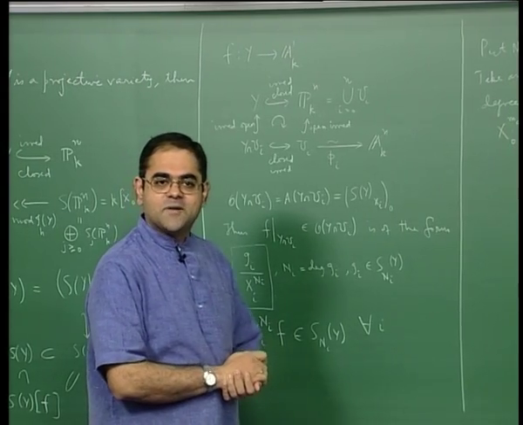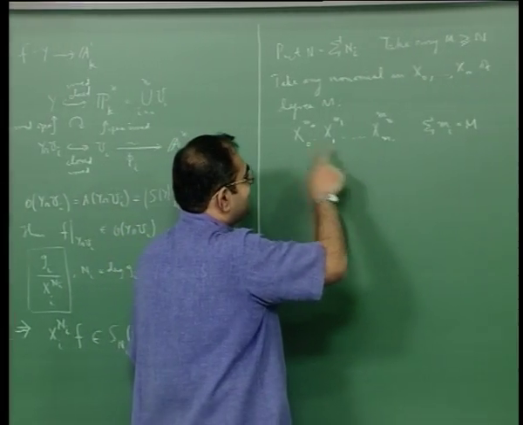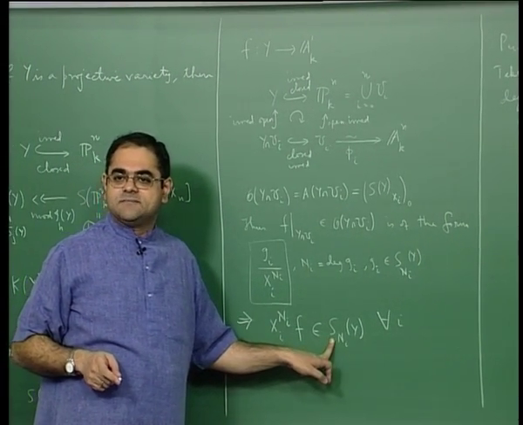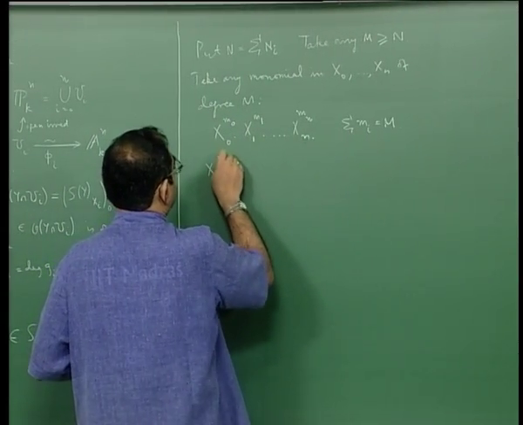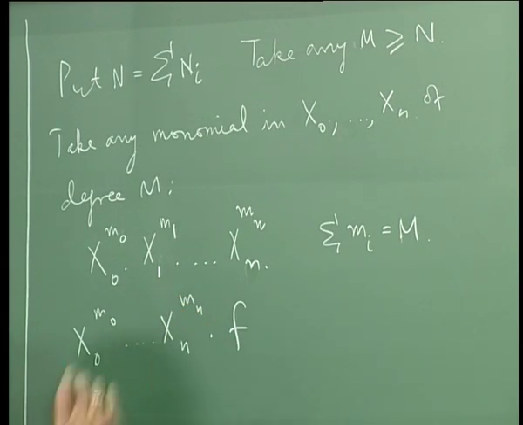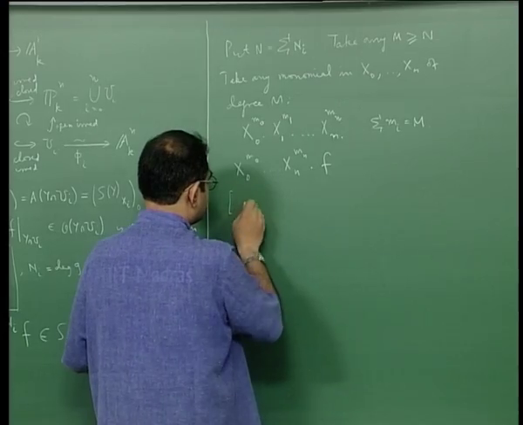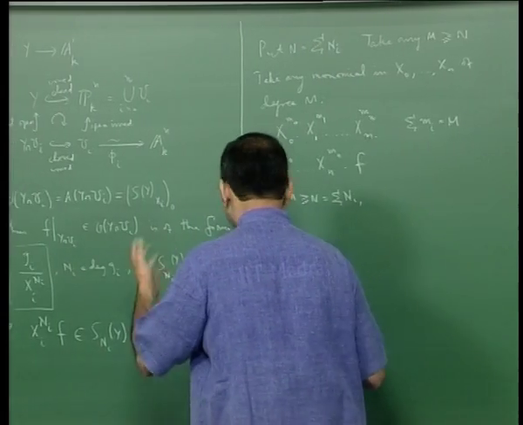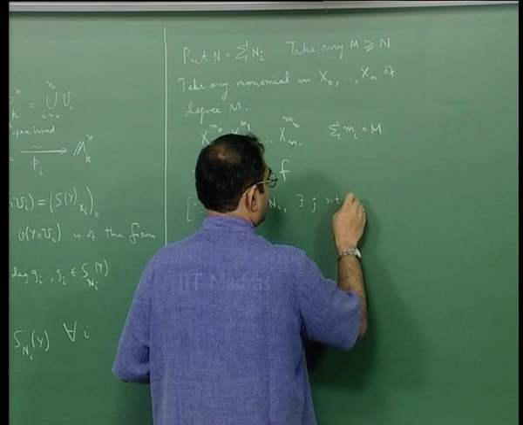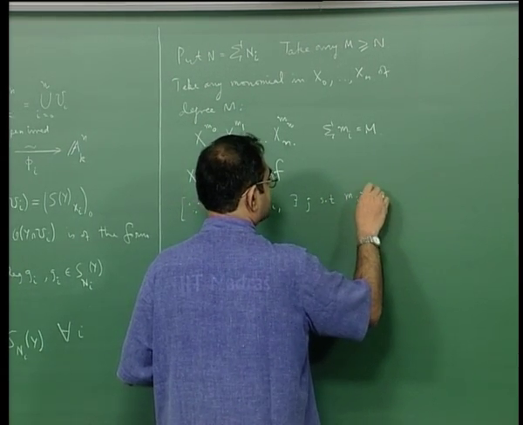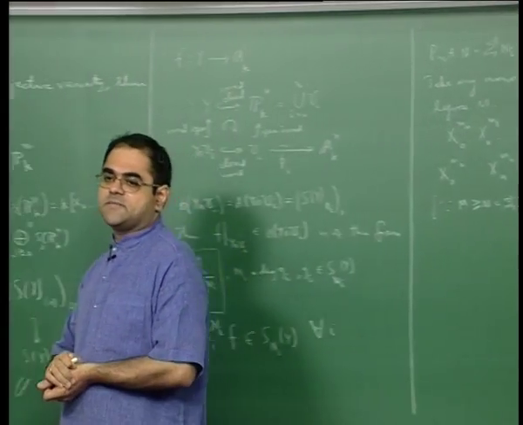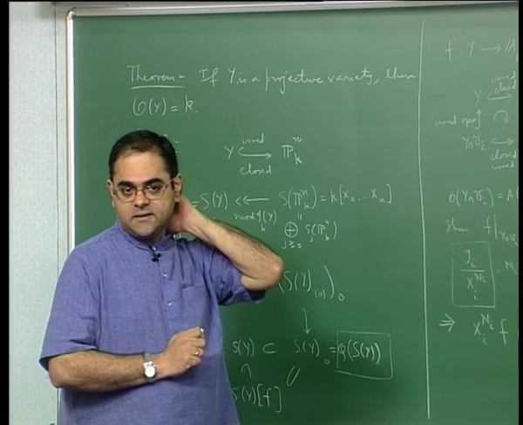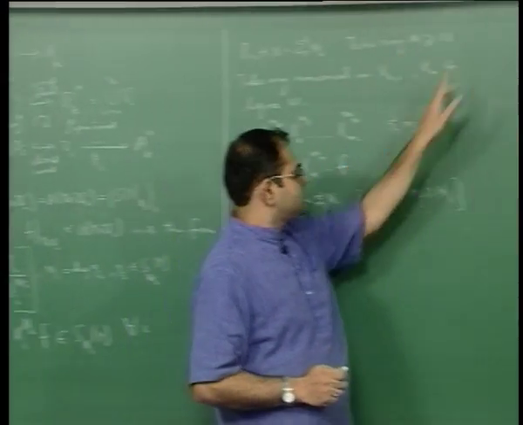So this is how a monomial of degree m looks, and the point is you multiply a monomial of degree m, with m greater than n, with f and you will again land inside a degree m piece because of this observation. Now x0 to the power of m0 up to xn to the power of mn times f: since m is greater than or equal to n, which is sigma ni, there exists j such that mj is greater than or equal to the corresponding nj. This has to happen because if every small mj were strictly less than capital nj, then the sum of all the small mj's, which is m, would be strictly less than the sum of the nj's, which is n, whereas I have assumed m is greater than or equal to n. So this is an obvious thing that has to happen.